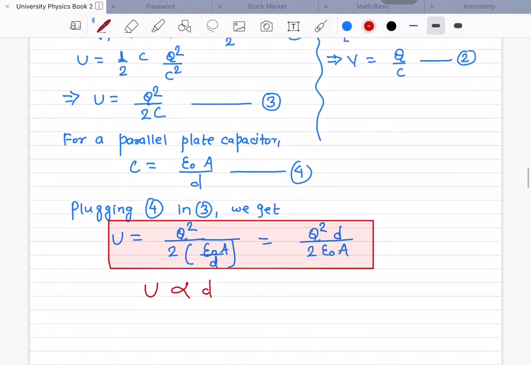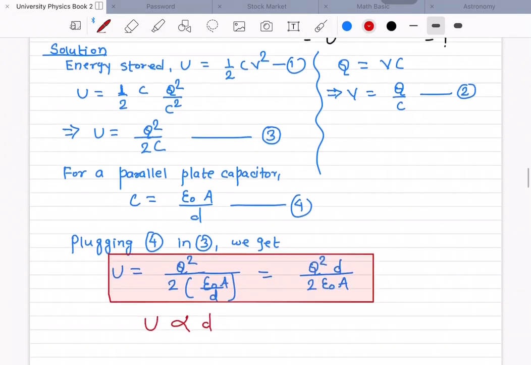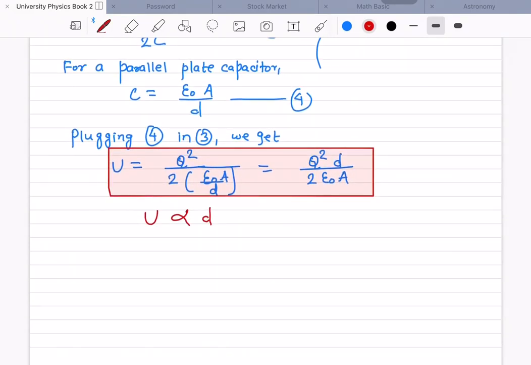So in this case, if we double the gap, the new energy stored, I'm just calling it the new energy stored, will also double. Sorry, the new energy stored will double. Okay, so that means the energy stored will double.